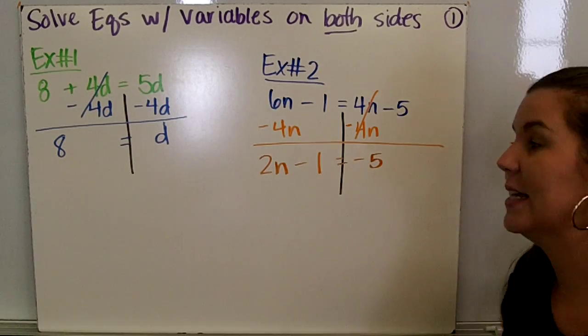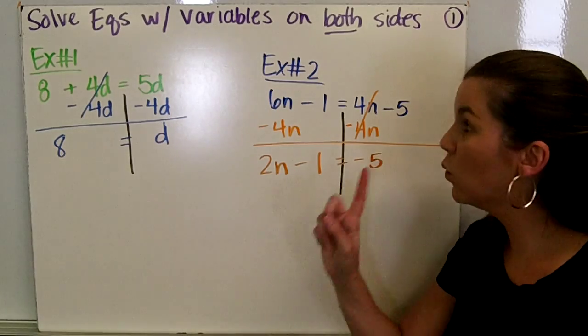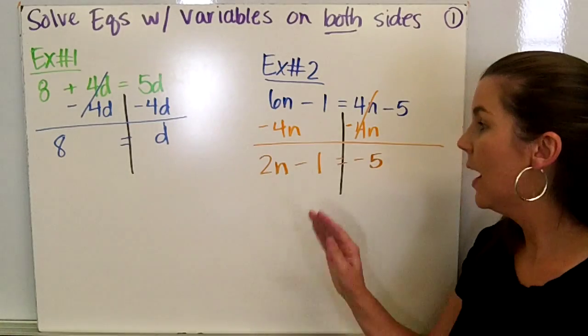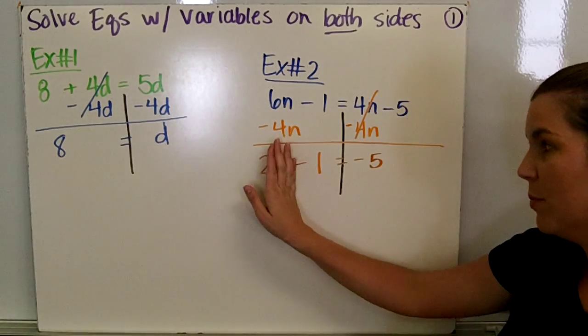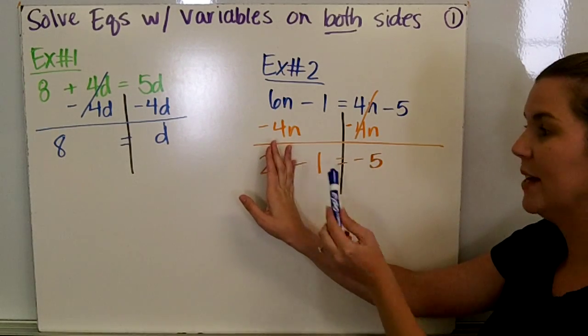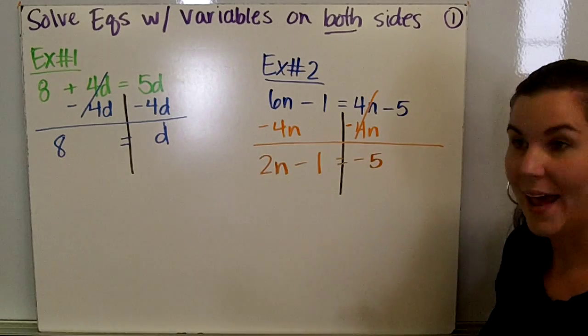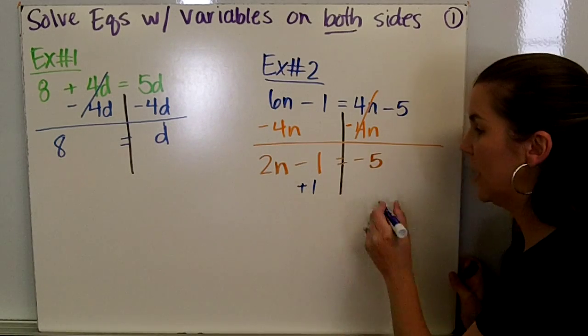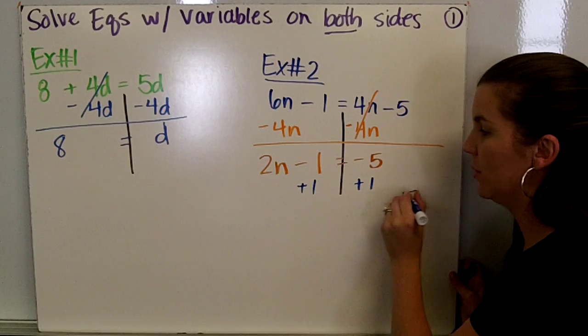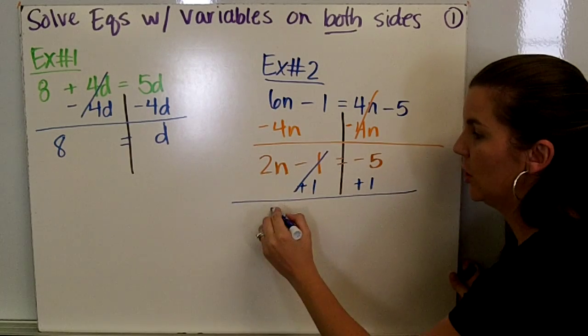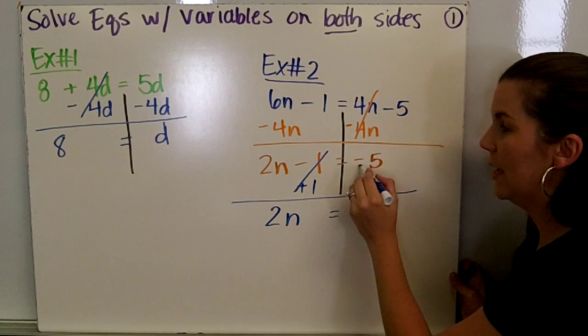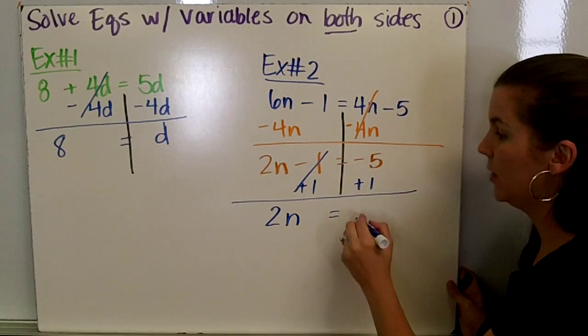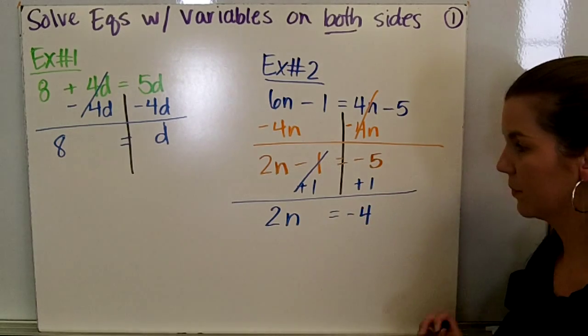Now, I'm going to isolate my variable. Now that I have just one n in the equation, I'm going to get it by itself. So cover up where the variable is. I have this minus 1. I need to add. It's the opposite of subtraction. So add 1 to both sides of the equation. 2n equals negative 5 plus 1 is negative 4.